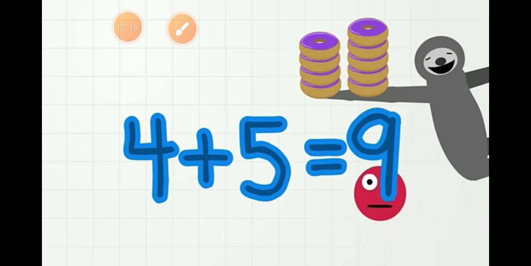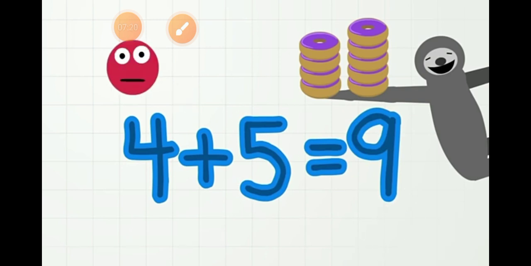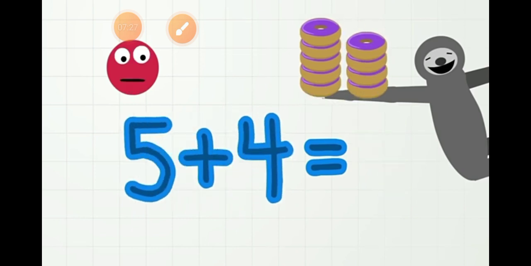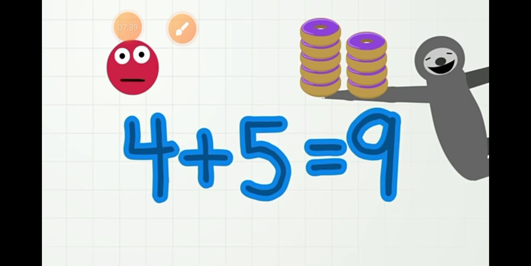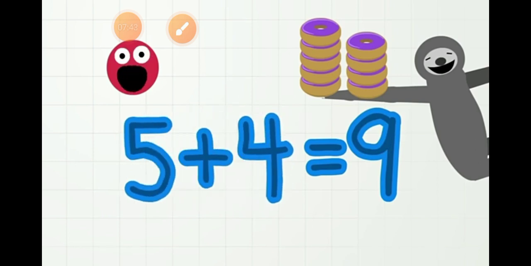Super happy sloth. So I have a question. What do you think happens if we switch the 4 and the 5 like this? Now how many donuts do we have? That's right, the same number of donuts. 9 donuts. So, 4 plus 5 equals 9. And 5 plus 4 also equals 9.